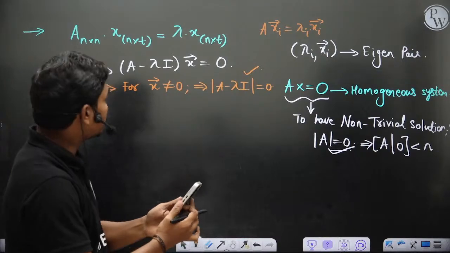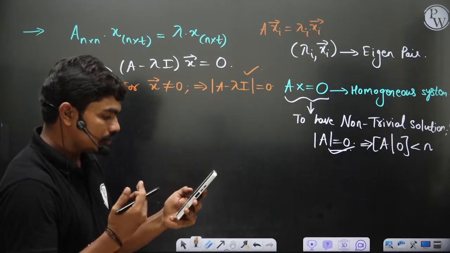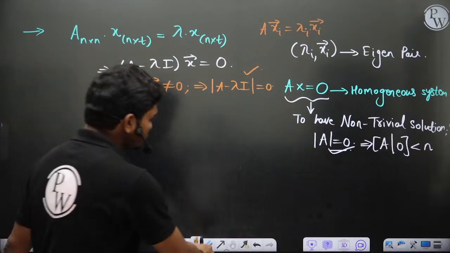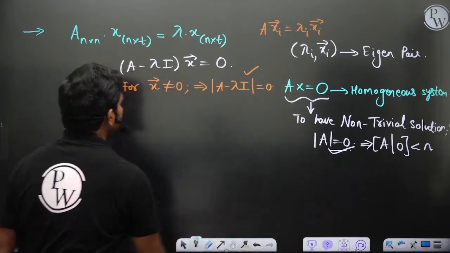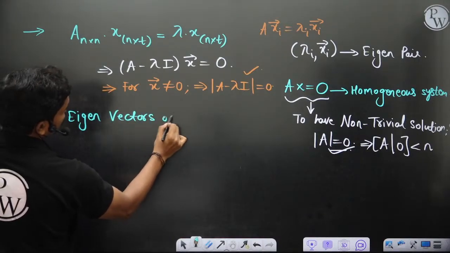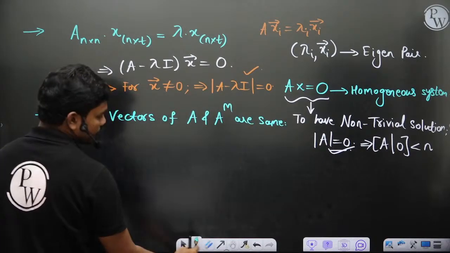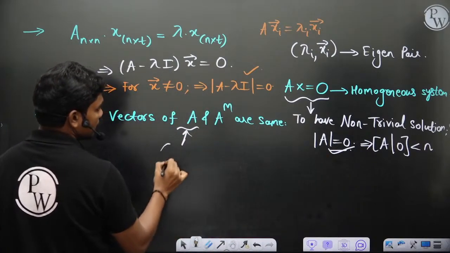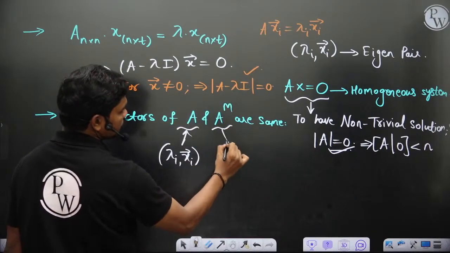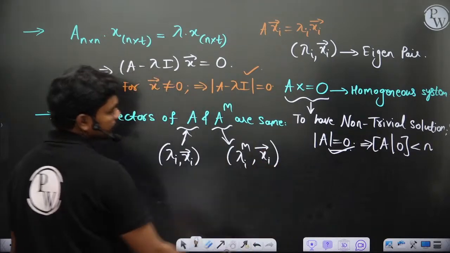So the first statement, that the rank of A minus lambda I is less than n, is actually a true statement. Next, for matrix A power m, m being a positive integer, lambda_i power m, xi power m will be the eigenpair. Wrong. The reason is one very important property: the eigenvectors of A and A power m are the same. So if the eigenpair of A is lambda_i, xi, then for A power m you will get lambda_i power m, xi as the eigenpair. So the eigenvector remains the same.